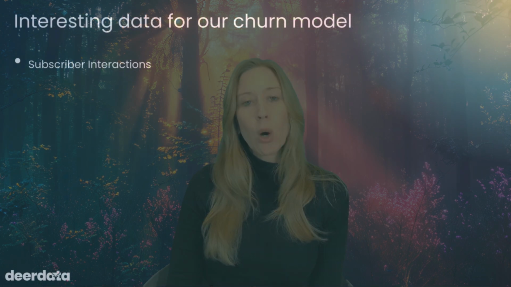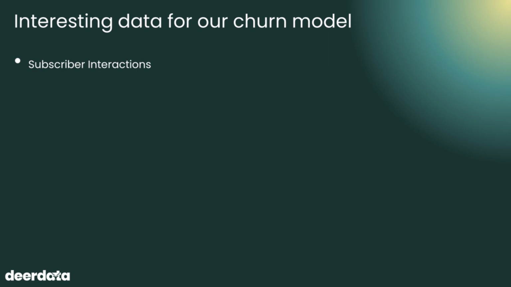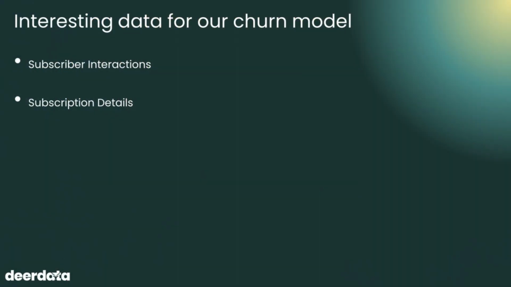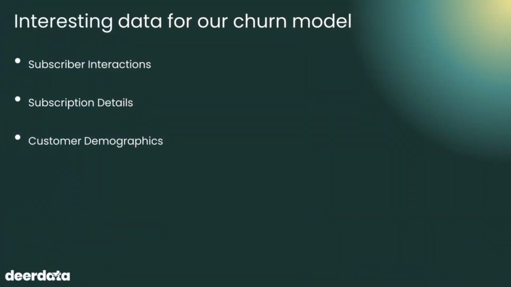So, with that said, let's look at some interesting data points that might help us predict churn amongst our customers. If we think about Dear Data TV, our fictive company again, let's think about maybe subscriber interactions. How often is somebody watching Dear Data TV? That might be an indicator if they're likely to leave. Or other things like subscription details, like how long have they been a customer? That might also impact their likelihood to leave us. Or maybe demographics like age or where you live.